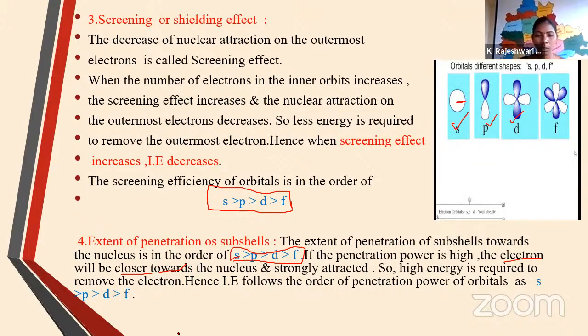That's why they are strongly attracted, so high energy is required to remove the electron. That's why high ionization energy follows the penetration power as S greater than P greater than D greater than F. So the same order as your screening effect. So that is the screening effect.